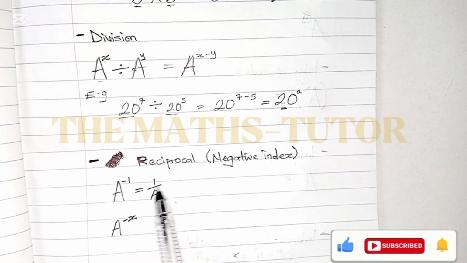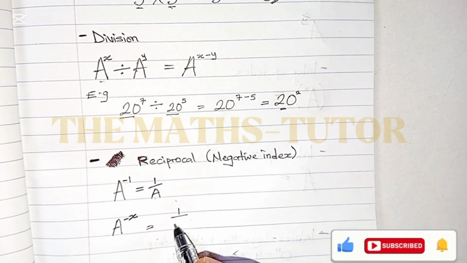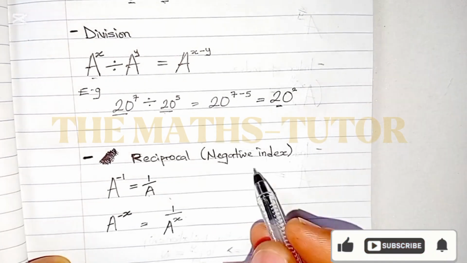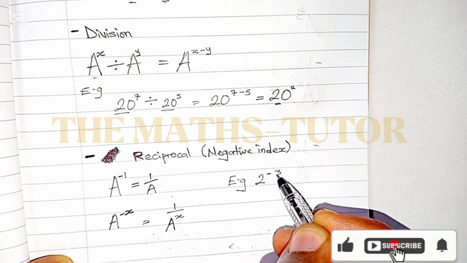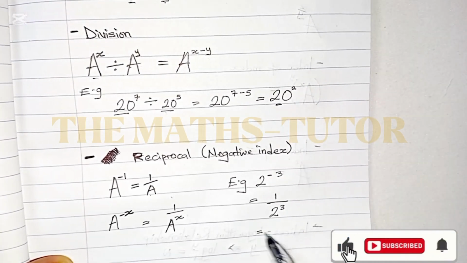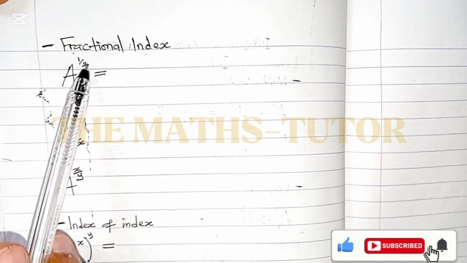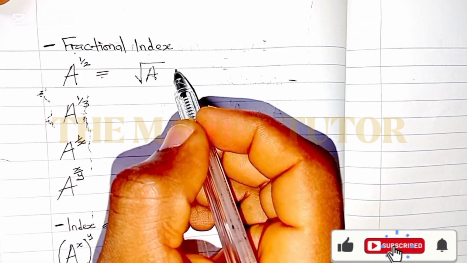The next one is negative index, which is reciprocal. A raised to power minus 1 means 1 over a. A raised to power minus x means 1 over a raised to power x. And so let's look at an example. 2 raised to power minus 3 will be 1 over 2 raised to power 3, which will give us 1 over 8.